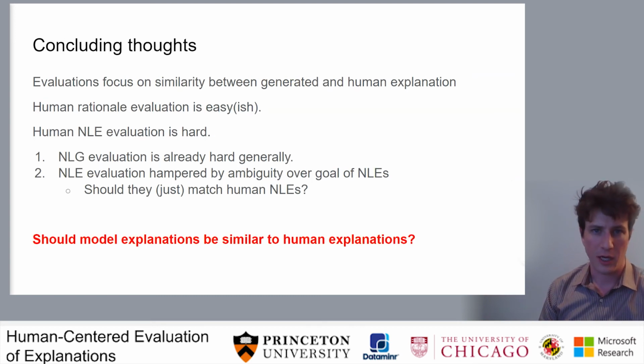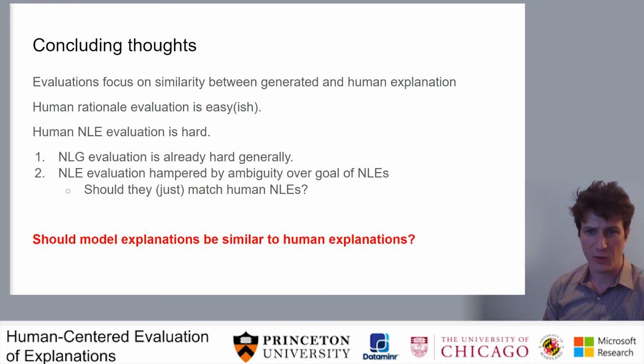To conclude, proxy evaluations between human and model explanations tend to assess similarity between the two. Doing this with rationales is relatively easy. It just takes some informed decision-making about how to scale or threshold the model rationale and what metric to use. Free text explanations are harder. Natural language generation is hard to evaluate as it is, and evaluating free text explanations is made more difficult by ambiguity over the purpose of these explanations. What are they supposed to do? Informationally speaking, is trying to match them to human-annotated explanations even a valid objective?